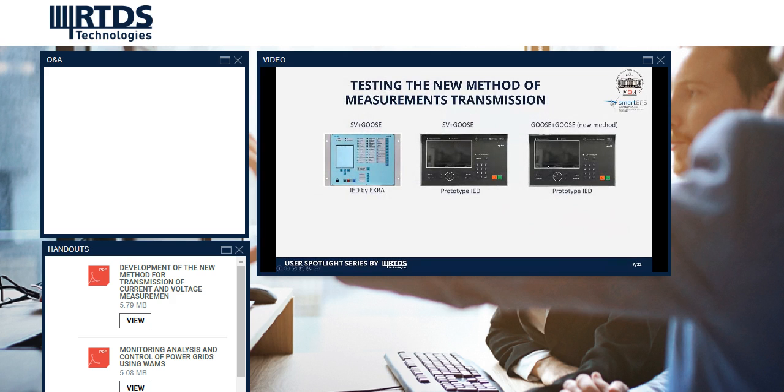Moving on now, three different devices were used for testing. A protection device from the Series BE ECRA, the leading Russian manufacturer, and two industrial computers with developed software that implements the functions of relay protection devices and data transfer protocols.